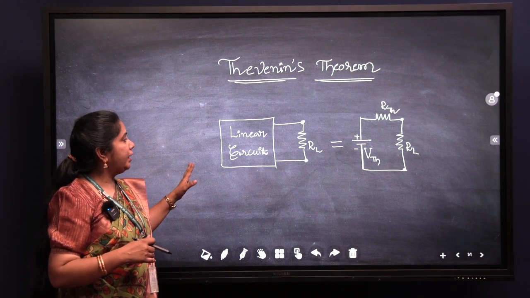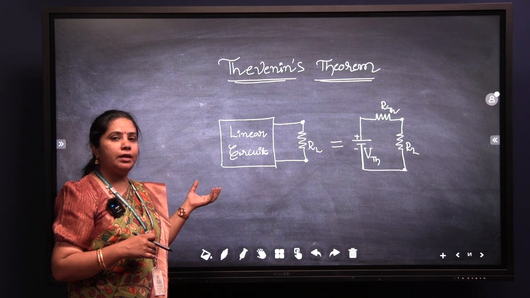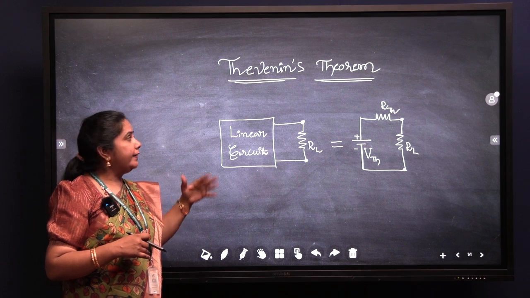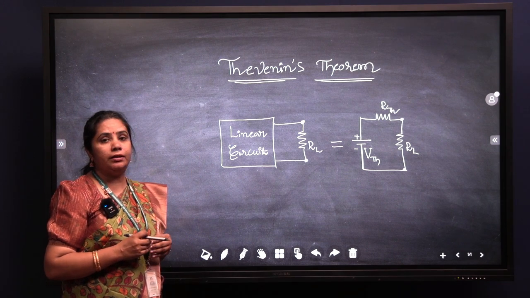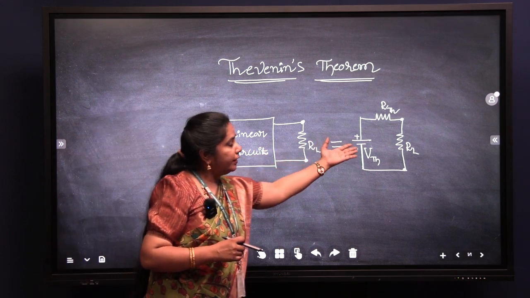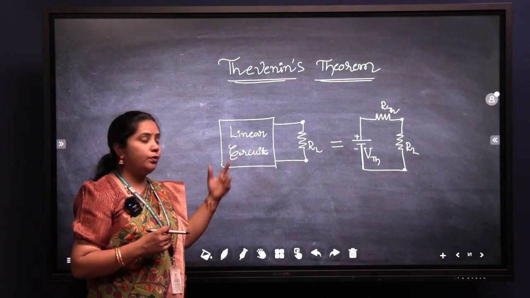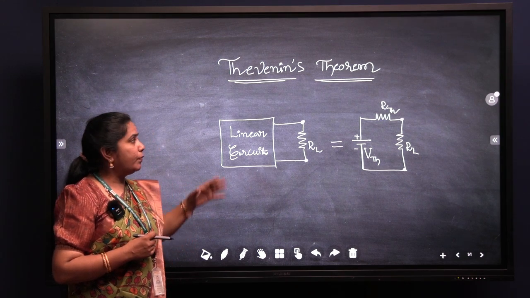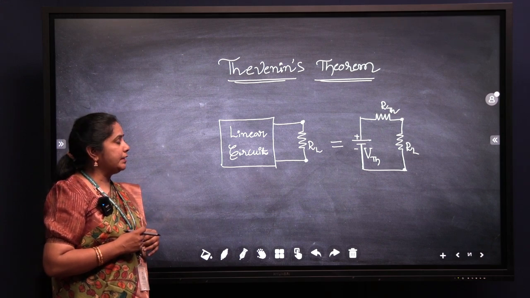We have so many theorems, and always Ohm's law and Kirchhoff's laws to analyze our circuits, like DC and AC circuits. Thevenin's theorem is very useful, a very easy method to find out the current flowing in the load resistance. At the same time, we can calculate the voltage across the load resistance.